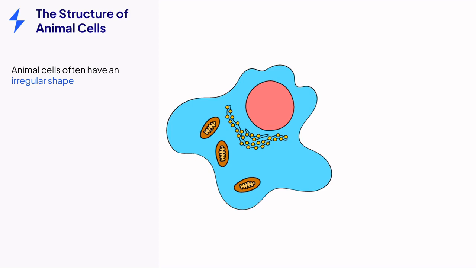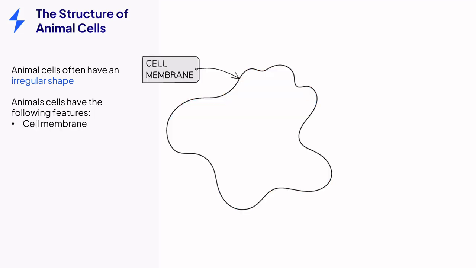Animal cells lack rigid supporting structures, so can often be recognized by their irregular, floppy shape. There are five important structures that you need to know about in animal cells. The cell is surrounded by a layer of membrane, known as the cell membrane. This layer separates the cell from its surroundings and controls which substances can enter or leave the cell.